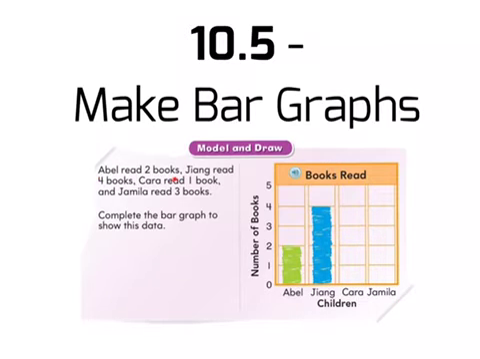So Abel read 2 books, and so it showed 2. Jiang read 4 books, so that's showing 4. Kara read 1 book, so I'm going to look at where 1 is. I'm looking at where 1 is, and I'm going to drag over, so this is where my bar is going to end, right here.